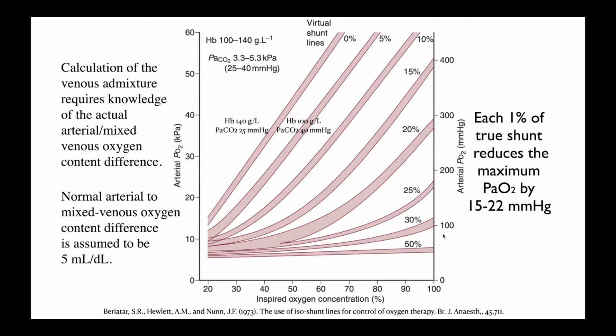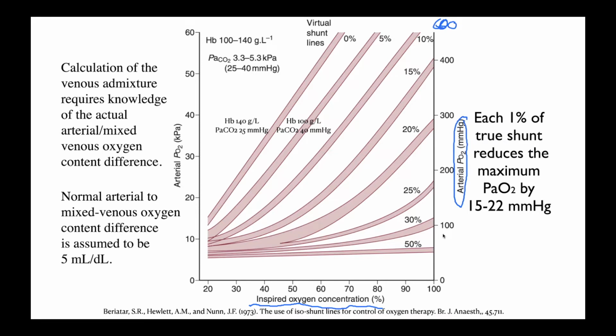So on the x-axis, you've got your fraction inspired of oxygen here. Okay. So that's on your x-axis. On your y-axis, you've got arterial PO2. Now, remember what I said, that the maximum arterial PO2 is going to be about 660. Okay, but you can put 600 just for sort of ease of remembering.